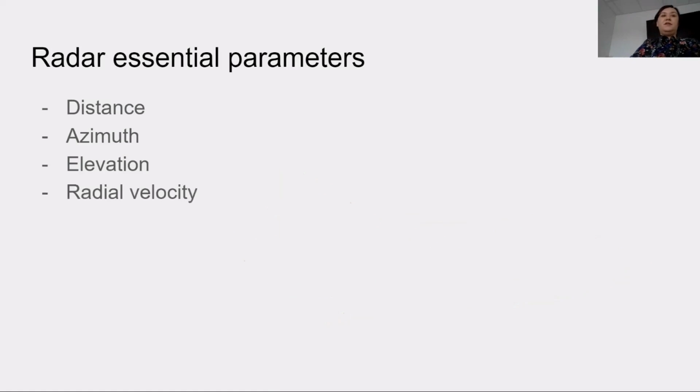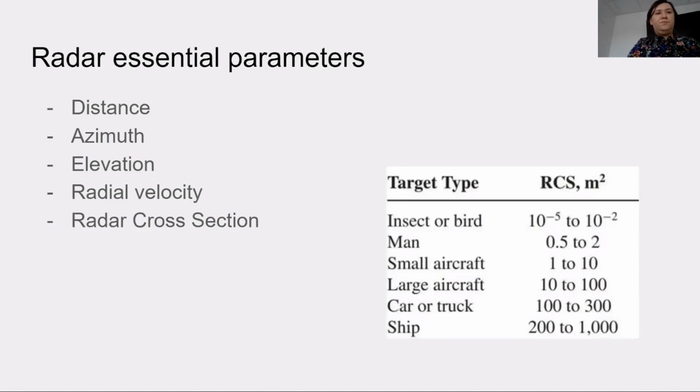And another parameter is radial velocity. We can measure how fast the object is moving. And the last one is the radar cross-section. This parameter has the unit of square meters, and it says about the reflectivity of the object. It is the area of the object which reflects the signal.